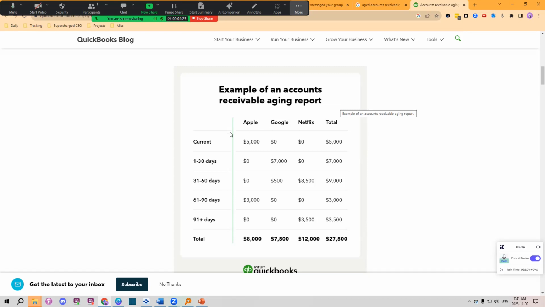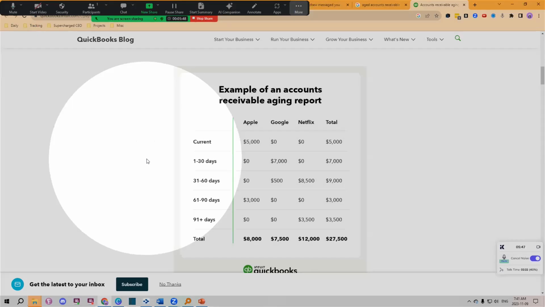Normally, I would see it the other way, but this is an overly simplified report. They show that there are three customers who owe this hypothetical company money, and then they break it down into aging. So normally this chart is flipped and you have current, 1 to 30, the aging across the top, and then you'll have a list of customers down the side.